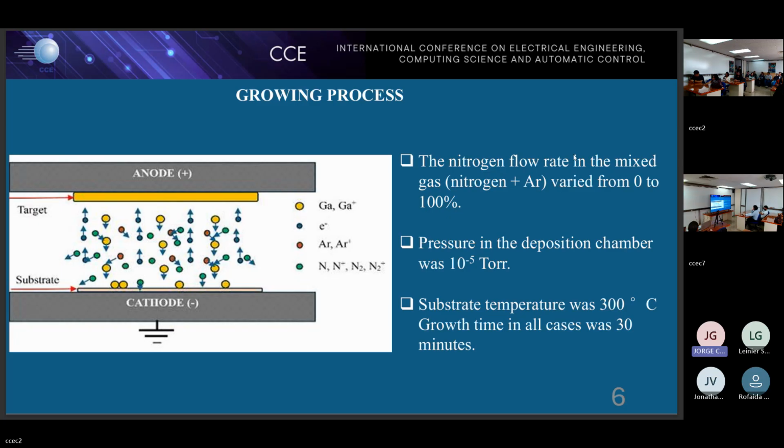The conditions for this growing process were a pressure of 10 to the minus 5 torr and a substrate temperature of 300 degrees Celsius. The growth time was 30 minutes, and the project consisted of changing the nitrogen flux rate in the mixed nitrogen-argon atmosphere inside the chamber from 0 to 100%. The next, please.